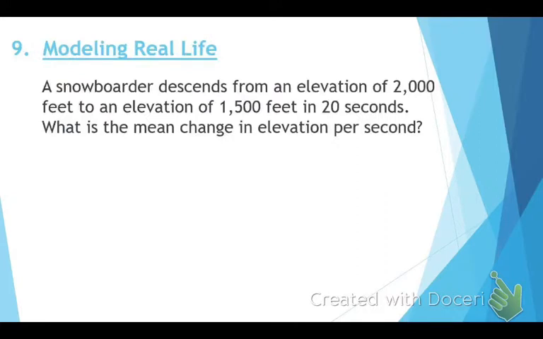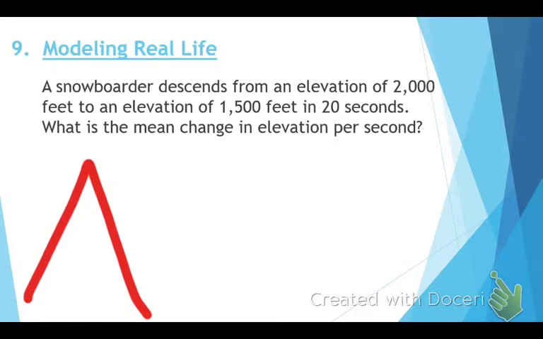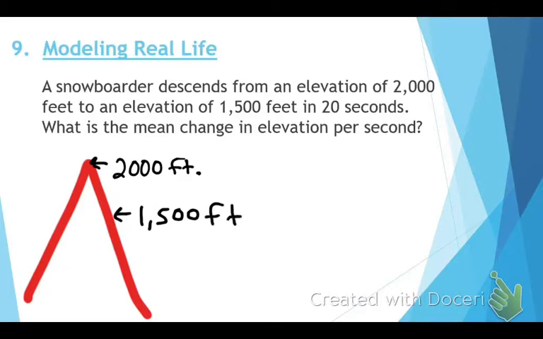So here we have a snowboarder. He's on top of a mountain. So let's just imagine here's our mountain. It says he started at 2,000 feet and he descended. Which way is descending? Okay, so he's going down, and where does he end up? 1,500. He ends up right about here, 1,500 feet. And he does that in only 20 seconds. Then it asks us, what's the mean change in elevation per second?